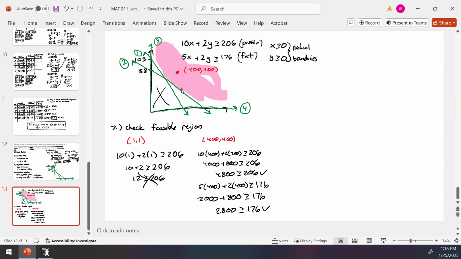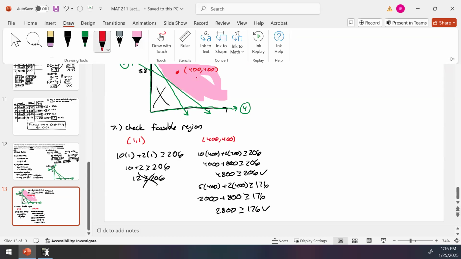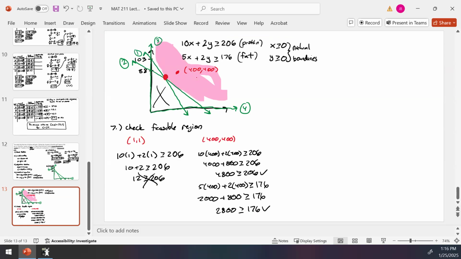So then my question becomes, okay, what are the corner points, right? Well, the corner points are going to be right here, that point of intersection, because they intersect each other at that moment, and right here. Okay, so those are my points of intersection.